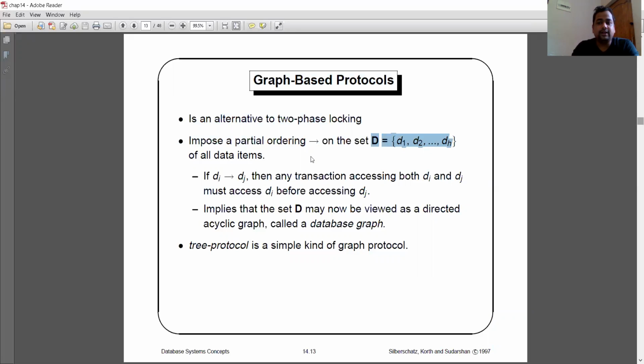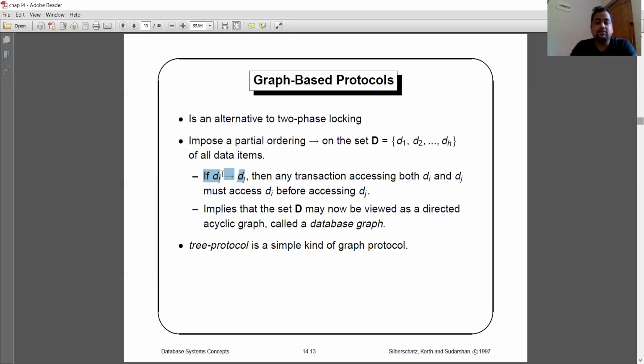Now let two data items be there: one is di, another one is dj. If any transaction is accessing both di and dj, it must access di before dj. Why must they access the data item di before dj? Now you can check there.